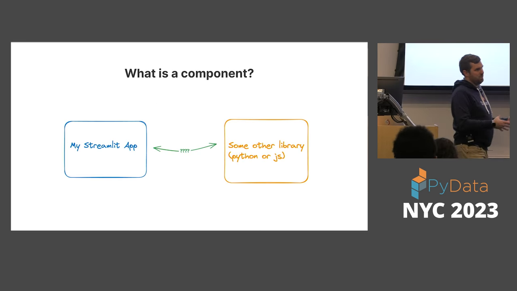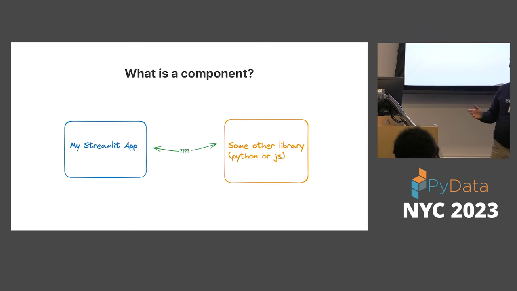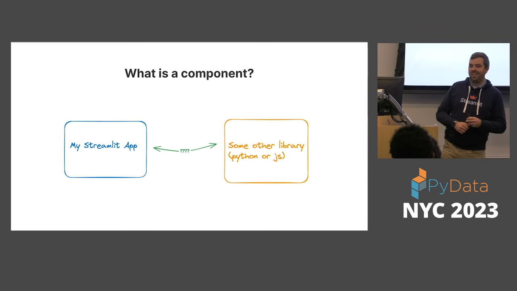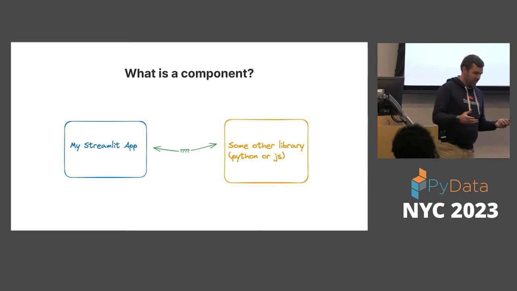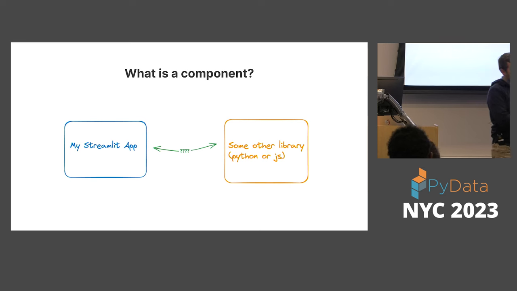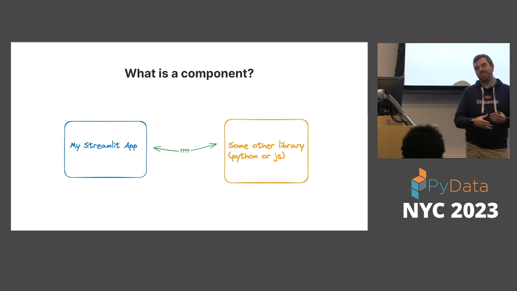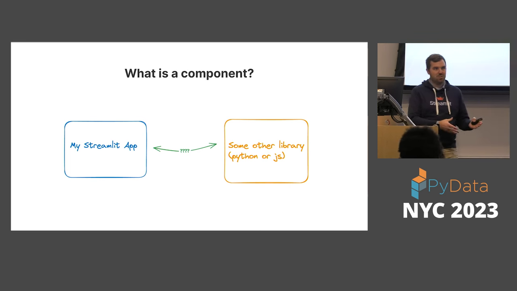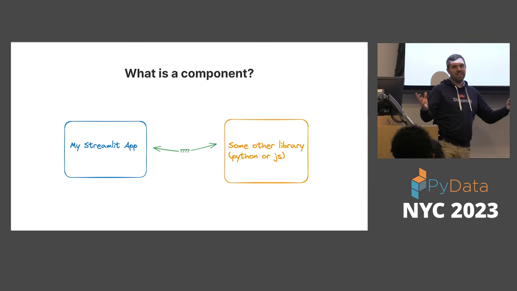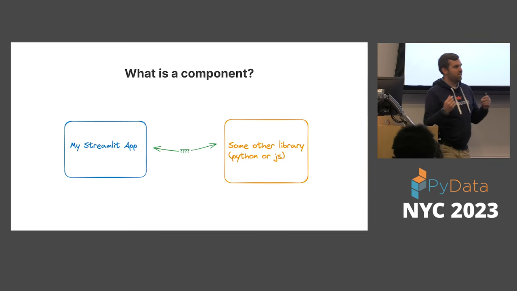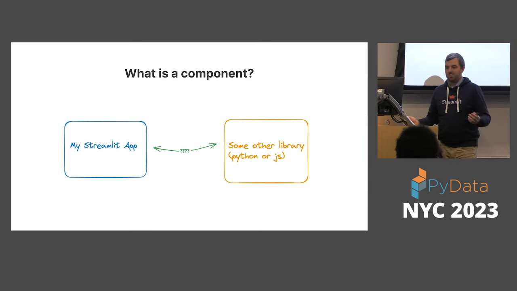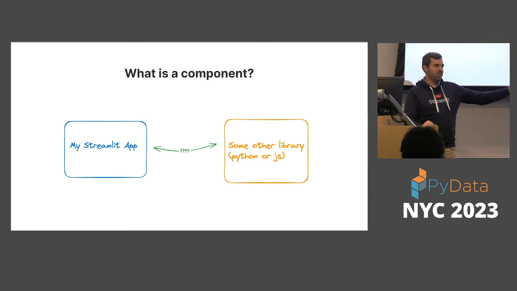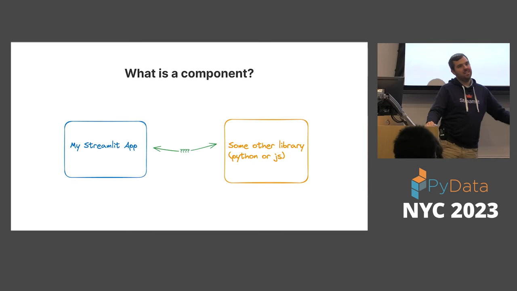I want to talk about components because basically the reason I'm here is because I worked on this component with Peter and others at Vizzu. The Streamlit core team is building lots of functionality into Streamlit itself, but there's a whole world out there of other libraries and tools that aren't baked into Streamlit. So there's this big question of, okay, I have my Streamlit app and I want to use this thing that doesn't work with it natively.